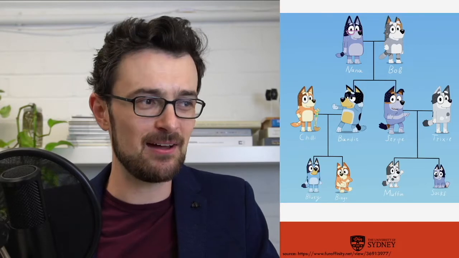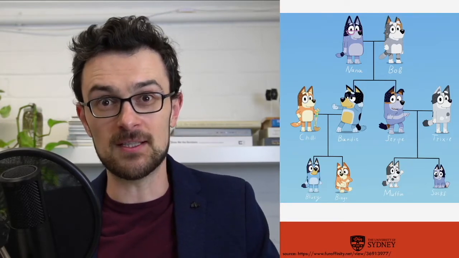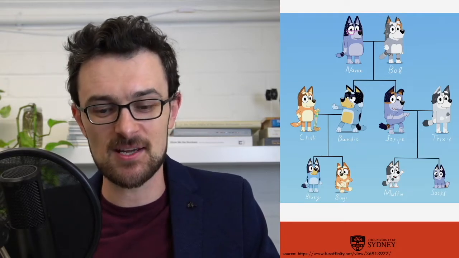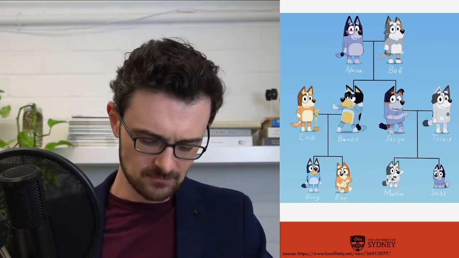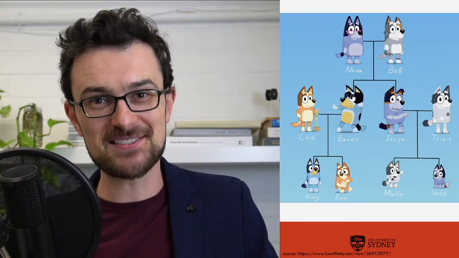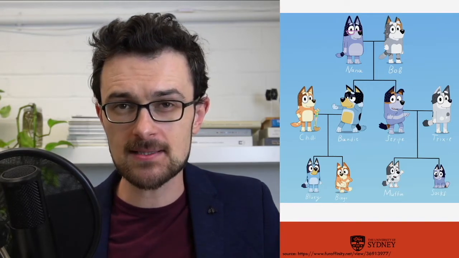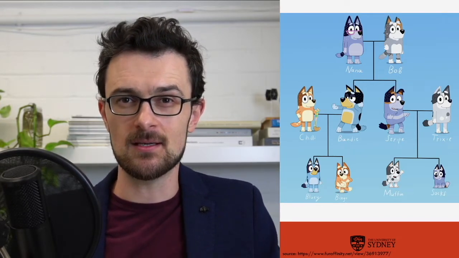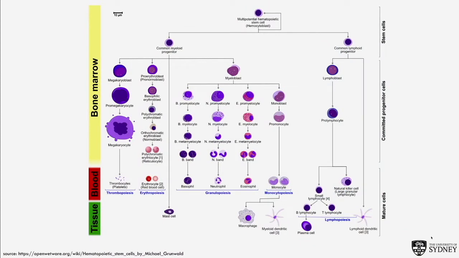So here we have Nana and Boba, who are one level above Chili and Bandit, who are in turn one level above Bingo and Bluey. All of you out there with younger siblings or children will understand this particular diagram. But hierarchies exist in other places, not just in organizations or in hierarchically structured things in society. This is a hierarchy of cell potency that exists in our own body.